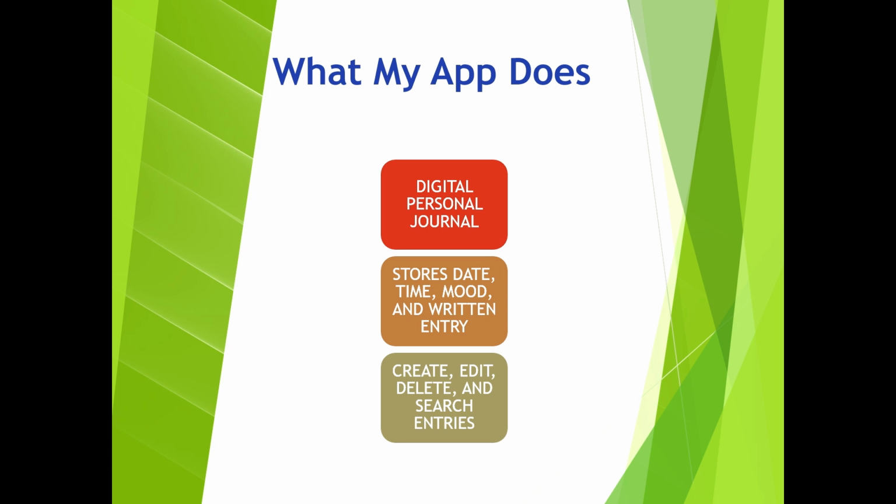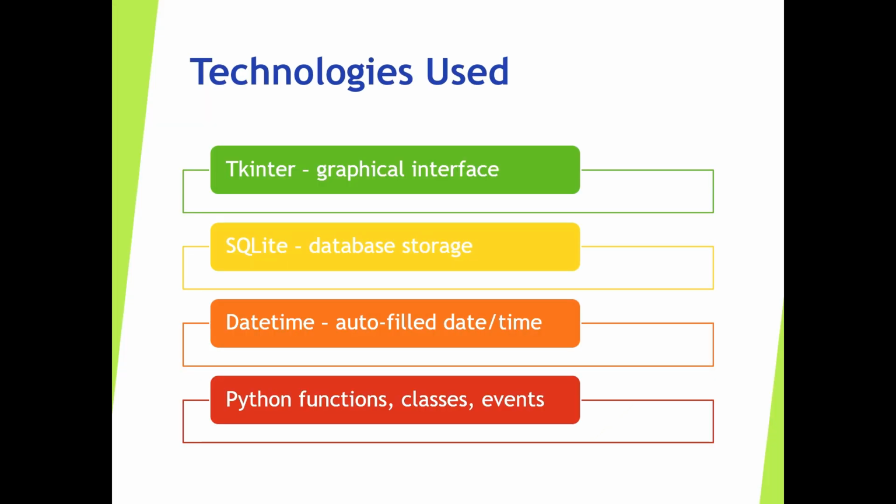My journal app lets the user enter the date, time, mood, and a written entry. All entries are saved to an SQLite database so they stay available even when the app closes. The technologies used are tkinter for the GUI and SQLite 3 for storing the journal entries. I also used Python's datetime module to automatically fill in today's date and current time, as well as functions, classes, and events in the code.